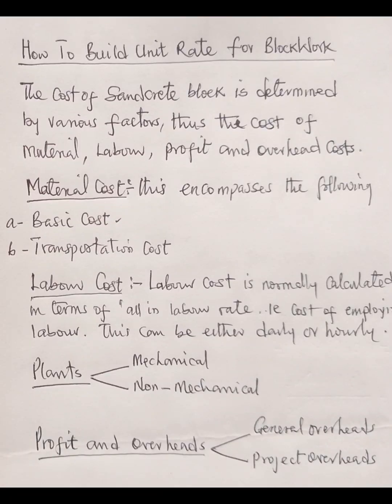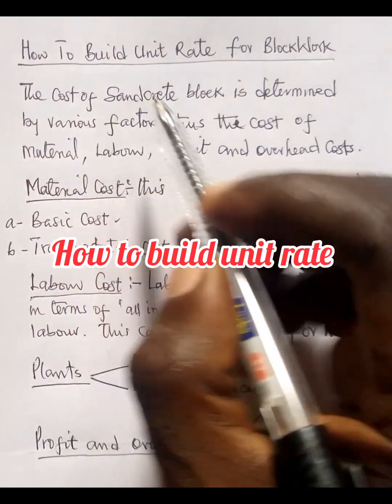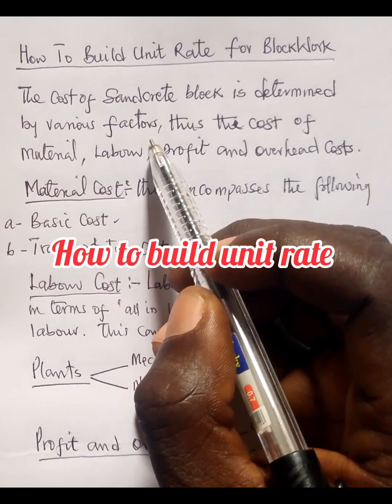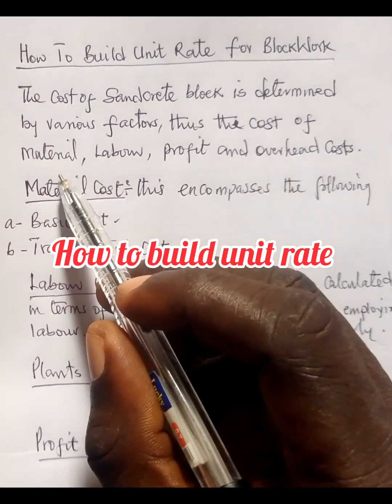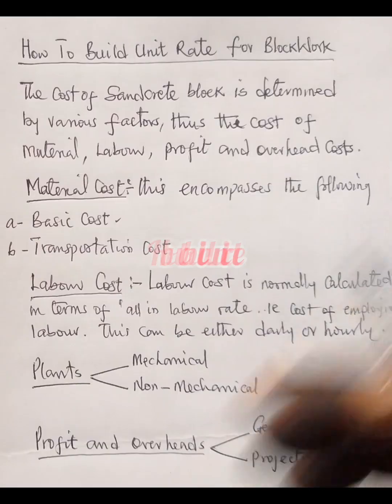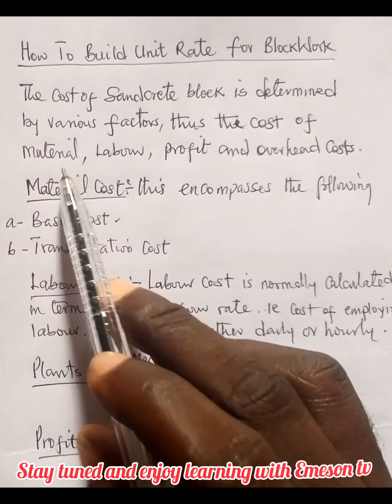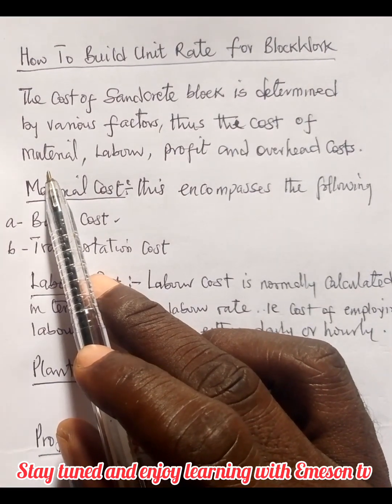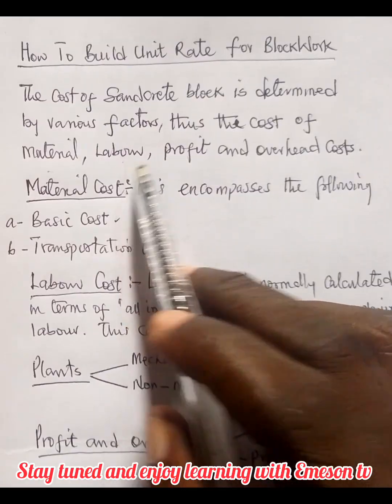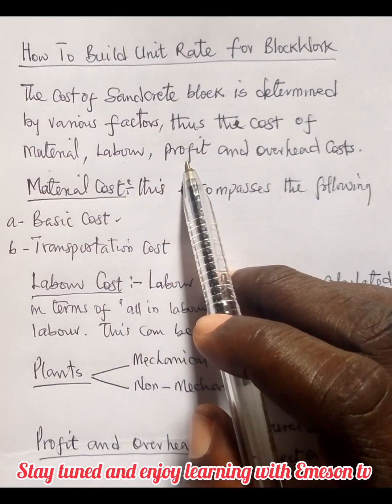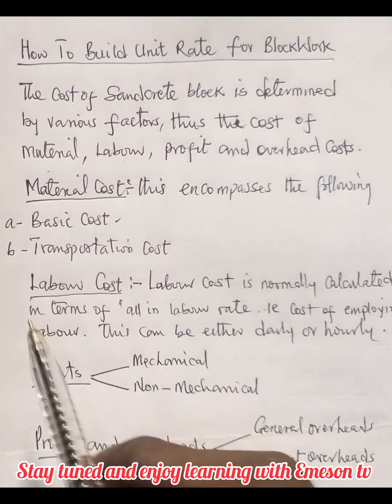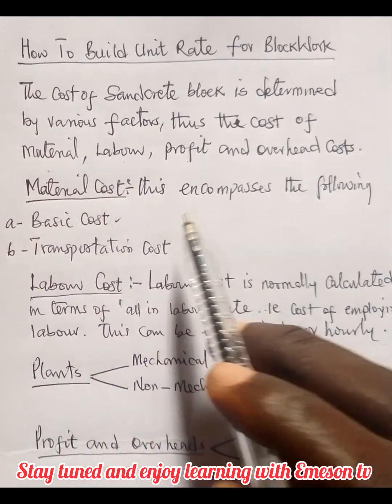In this video, you are going to learn how to build unit rate for block work. The cost of concrete block is determined by various factors, thus the cost of material, labor, profit, and overhead cost. Now, if you want to determine or build your unit rate for block work, these are the things you consider. You have to consider the cost of material, you have to consider the cost of labor, you have to add your profit and overheads.